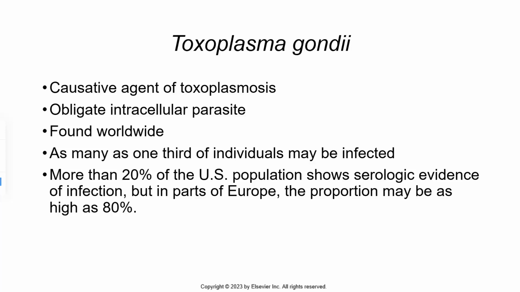Toxoplasma gondii. Causative agent of toxoplasmosis. It's an obligate intracellular parasite that's found worldwide. As many as 1/3 of individuals may be infected. More than 20% of the U.S. population shows serological evidence of infection, but in parts of Europe, the proportion may be as high as 80%. Toxoplasma gondii is the reason for the term crazy cat lady, and it may actually make people crazy.